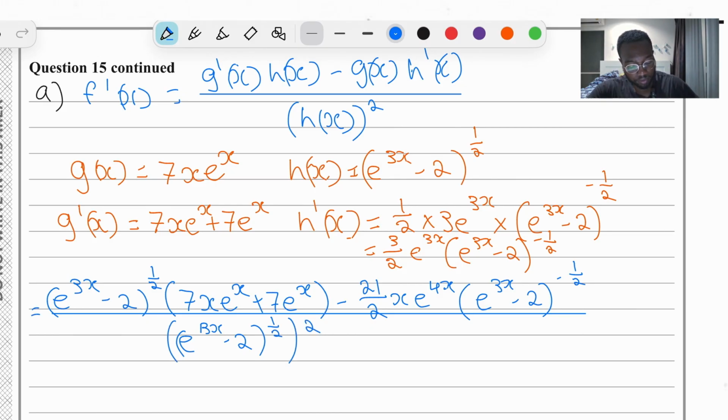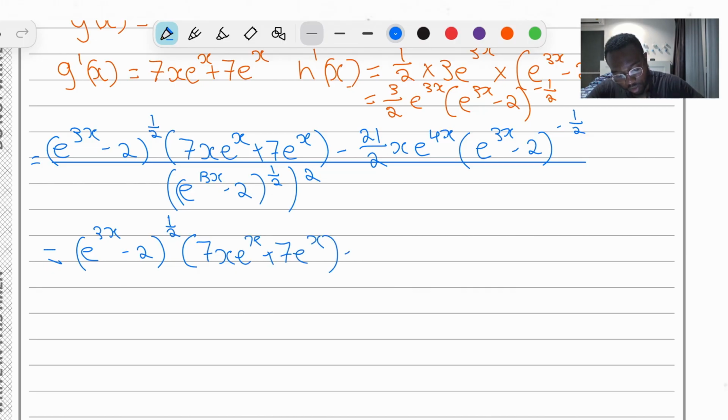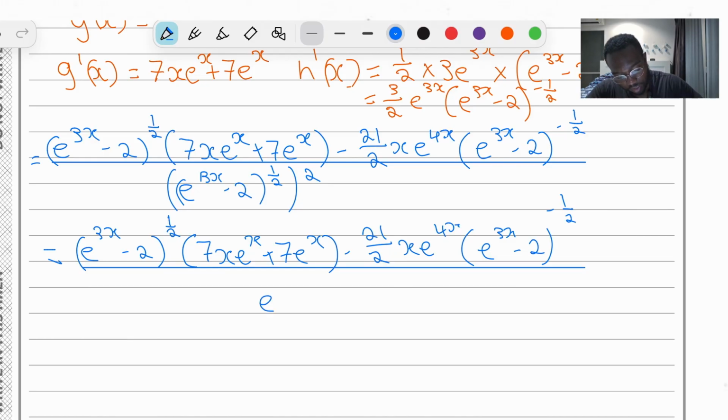So if we move to the next bit, what we want to do now is rewrite this as (e to the 3x minus 2) to a half, and then we have the 7x e to the x plus 7 e to the x minus 21 over 2x e to the 4x (e to the 3x minus 2) to the half. We know that that is just going to be over e to the 3x minus 2, and that will be it.